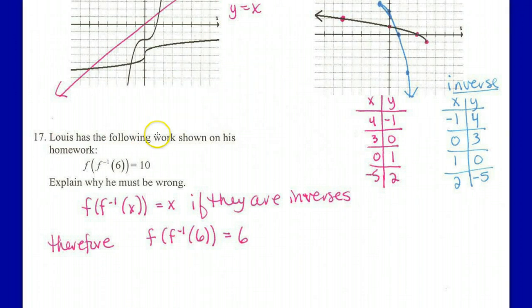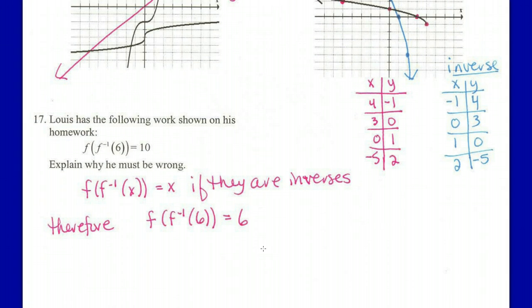Here it says Lewis has the following work shown on his homework. f of f inverse of 6 equals 10. Why is this wrong? Because if they were inverses, the function of the inverse of 6 should be 6. Okay, because they're supposed to undo each other. So whatever comes in will come out to be the same if you plug the inverse into its function.